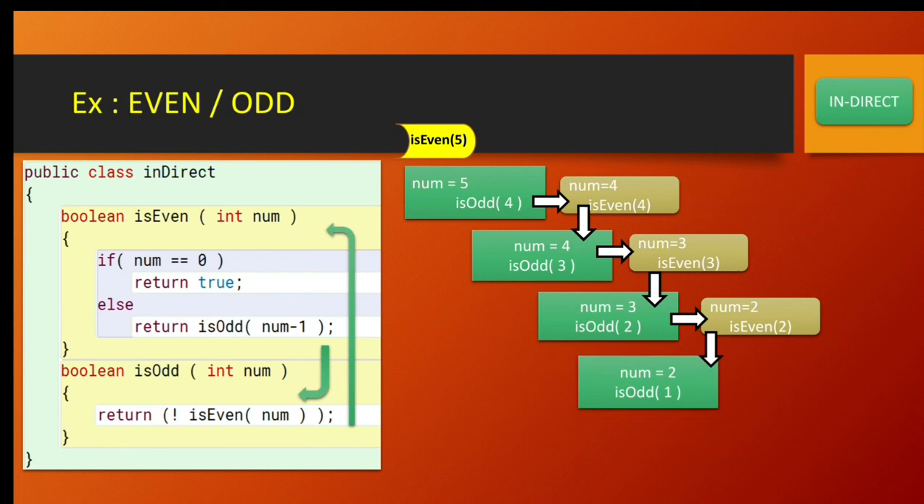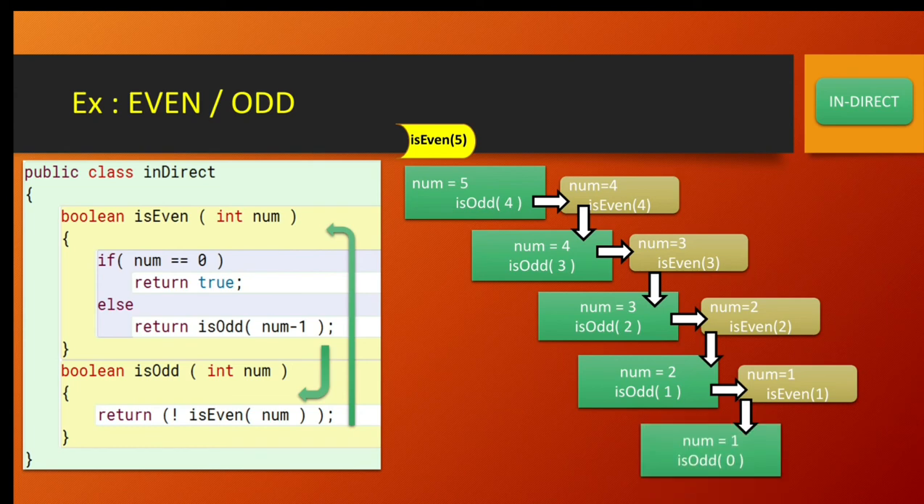Then what happened? Again num is not equal to 0, so is odd is called with num 1, and is odd calls is even by sending 1. What happened? Is even is called with num equals 1. Again num is not equal to 0, so is odd will be called by sending 0. Is odd will call is even by sending num equals 0. Now num is equal to 0, so we have to return true.